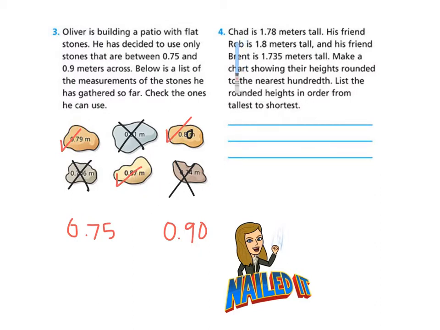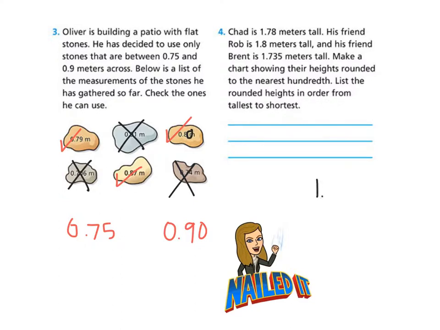The next one is, Chad is 1 and 78 hundredths meters tall. His friend Rob is 1 and 8/10 meters tall. And his friend Brent is 1 and 735 thousandths. Wow, he measures to the exact meters tall. Make a chart showing their heights rounded to the nearest hundredth. List the rounded heights in order from tallest to shortest. Holy mackerel, we have lots of steps.